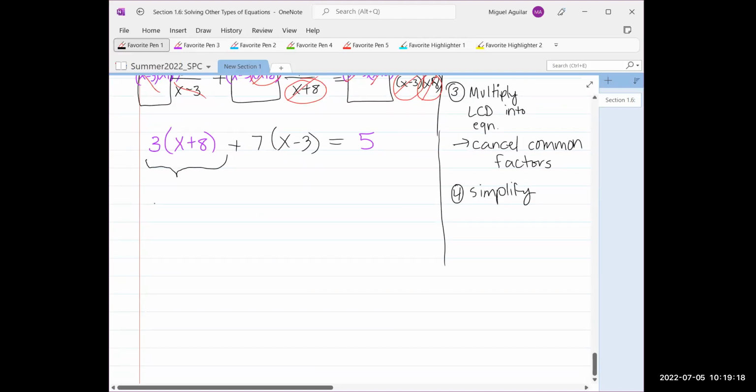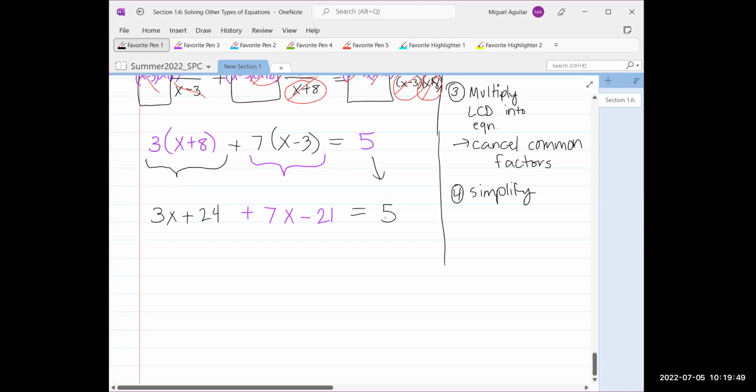Everybody okay with me writing 3x plus 4? Okay. Moving on to the next set of terms. I have 7 that I need to distribute into the x minus 3. That's going to be 7x minus 21. Is everybody okay with that? Yes. There's nothing to do on the other side of the equal sign, so I'm just going to bring the 5 down.